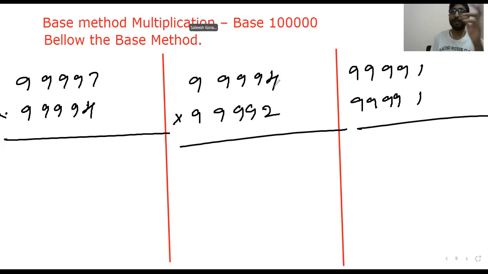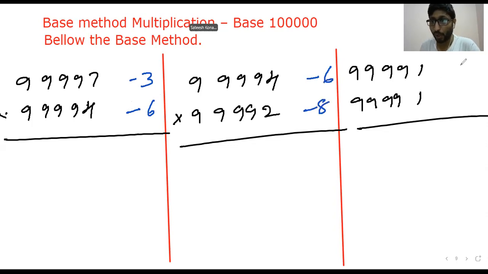So look at here now. Simple. Below the base method, 1 lakh minus 3, 1 lakh minus 6. Don't worry, other numbers will also be possible. This is to show you the magic of Vedic maths. I'm showing you this kind of problems. 1 lakh minus 6, minus 8. 1 lakh minus 9, minus 9. So look at the answers now. As I told you, not the same but similar.